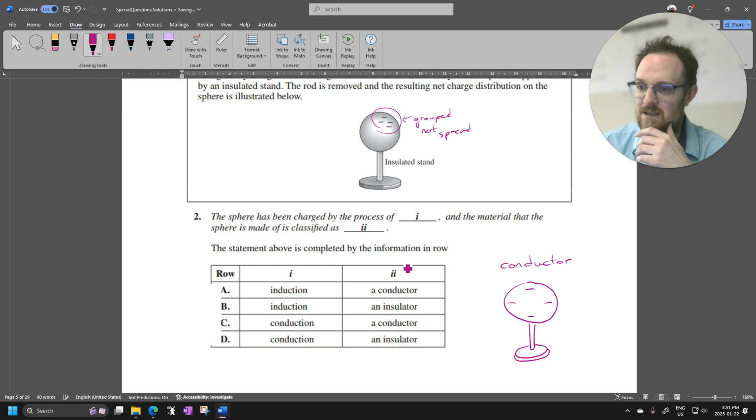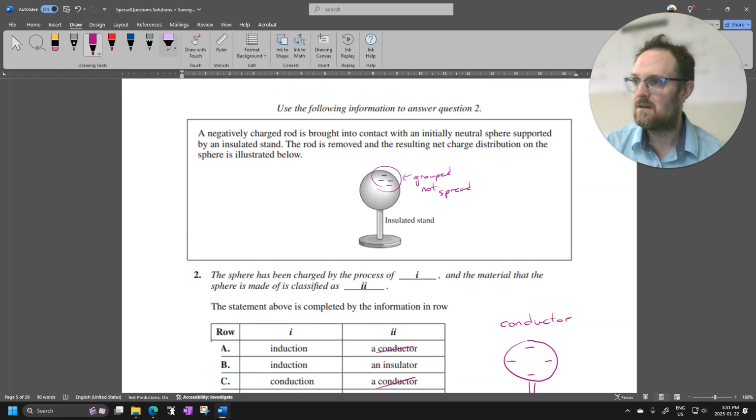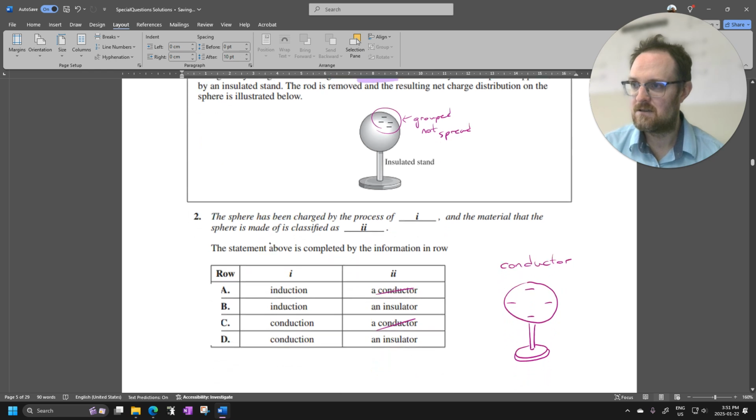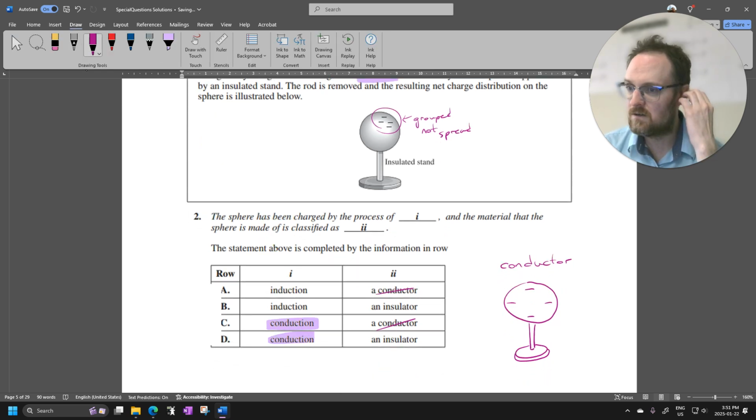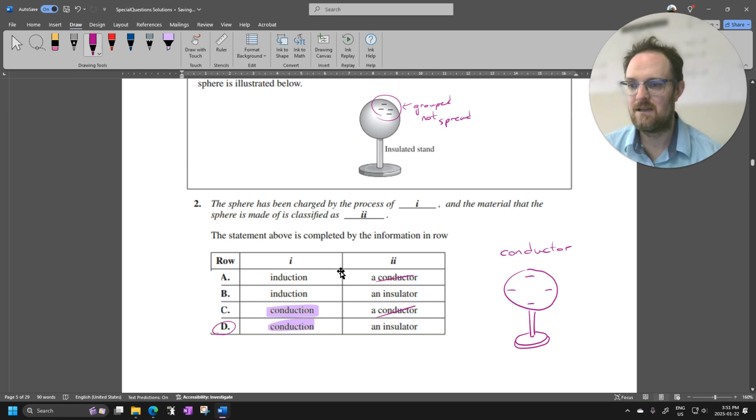And because of that, we got an insulator. So we're going to cross off these conductor ones. And the process, because it came in contact with it, right? Contact, conduction, right? So it's got to be one of those two. So the last one: conduction and then insulator.